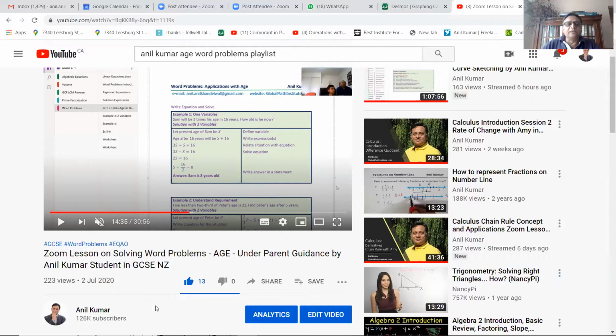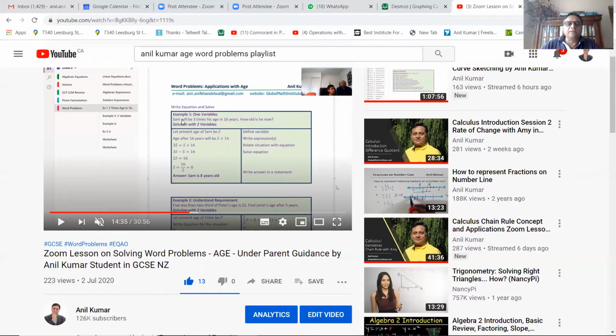Question number one, which I'm calling example: Sam will be three times his age in 16 years. How old is he now? So you have to solve this particular question. How are we going to solve it? I've shown you the steps to solve. Let's go through these steps. Sam will be three times his age in 16 years. So we have to define our variables first. Let present age of Sam be S.